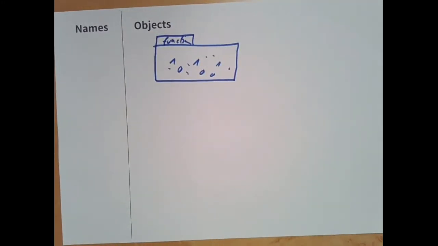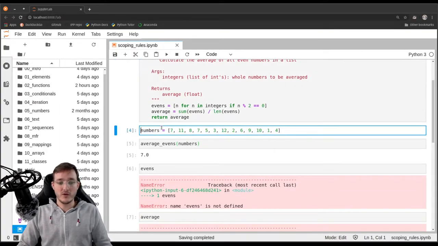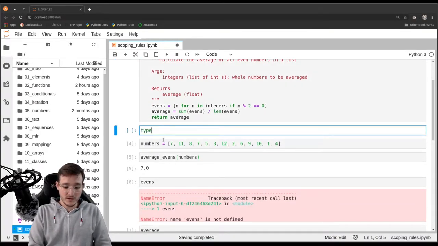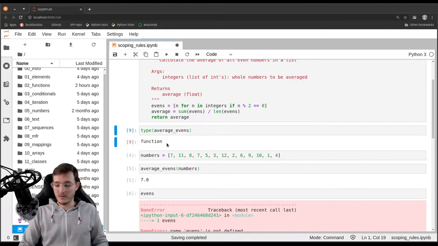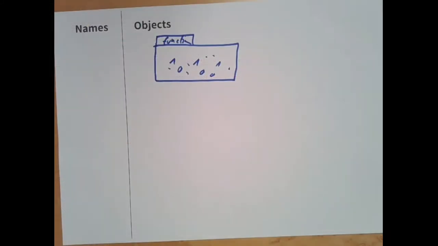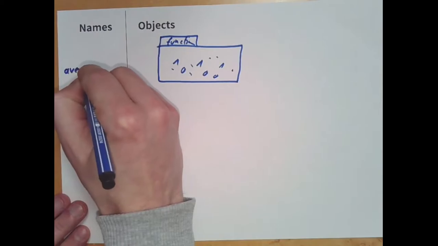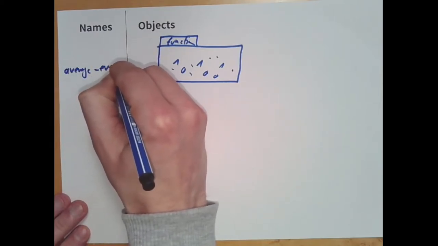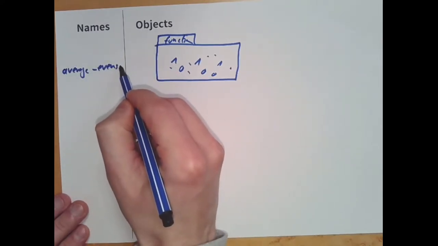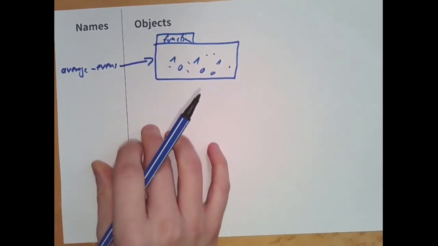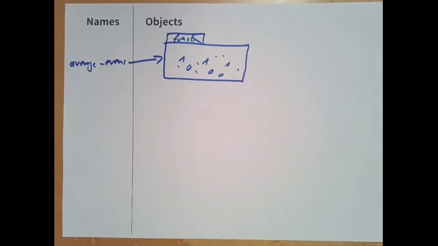We could also confirm that by simply asking the question here, what is the type of average evens? And we see that the type is indeed a function. So this is why I put the type function here. And then we have a name, and the name is called average evens. As we see in the list of all the names that are available, we have a name average evens, and that refers to the object that contains the code. So this is what happens after we define the function.